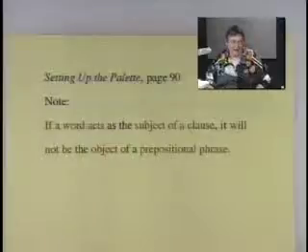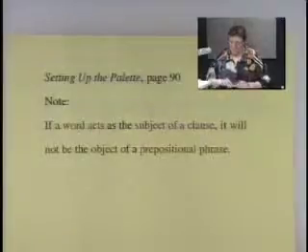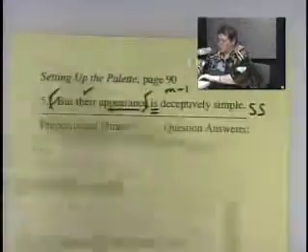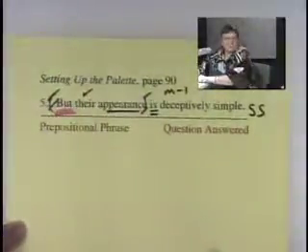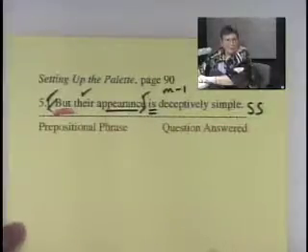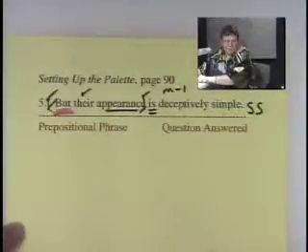If a word acts as the subject of a clause, memorize this, it will not be the object of a prepositional phrase. And the subject role is the dominant one. You just have to know that. And what that tells you is this. The word "but" can be 2 different things. It can be a coordinate connective. It can be a preposition. But if this word appearance is acting as the subject of the clause, then this is obviously something else and not a preposition.